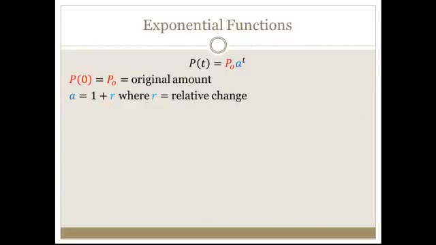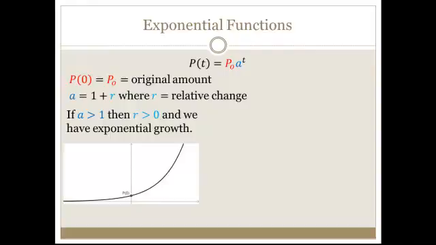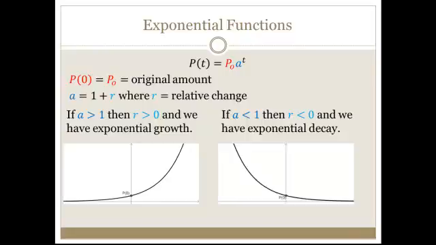Let's look at the graph in each situation. If a is greater than 1 and r is positive, then our function is increasing. Notice that our y-intercept, or in this case our p-intercept, happens when t equals 0, so it happens at p of 0. In the other scenario, if a is less than 1 and we have exponential decay, then our function is decreasing. Again, our p-intercept happens when t is 0 at p of 0.